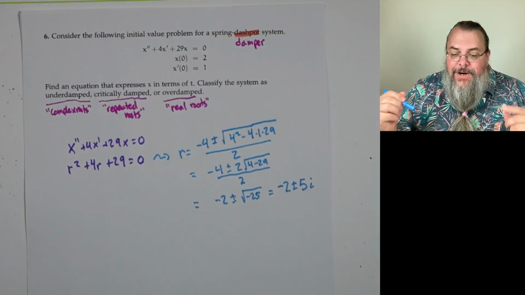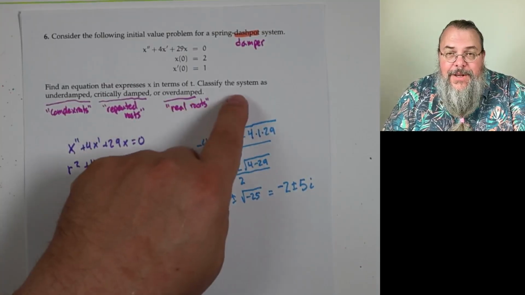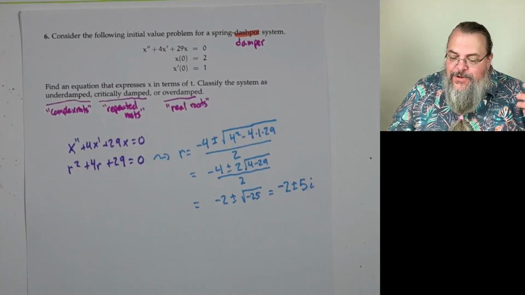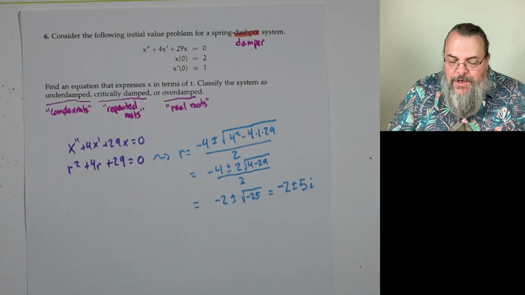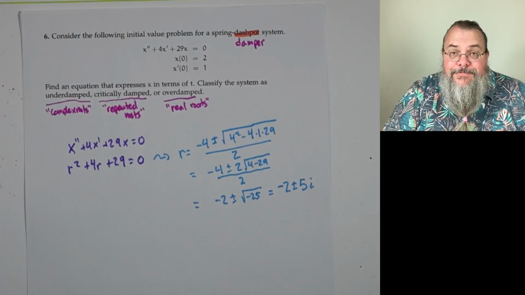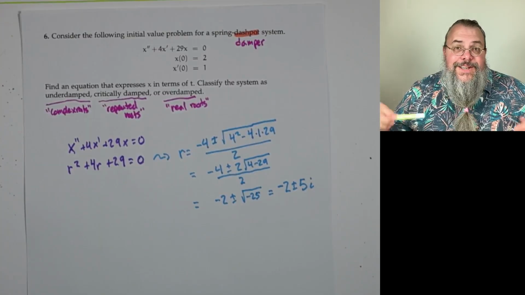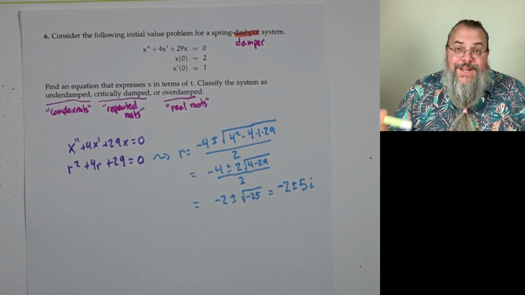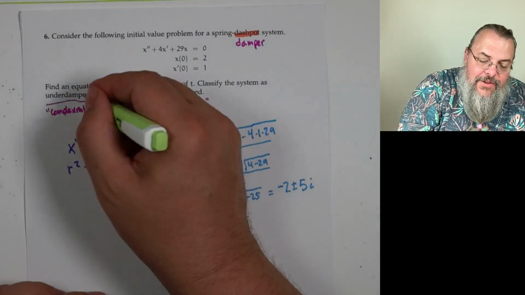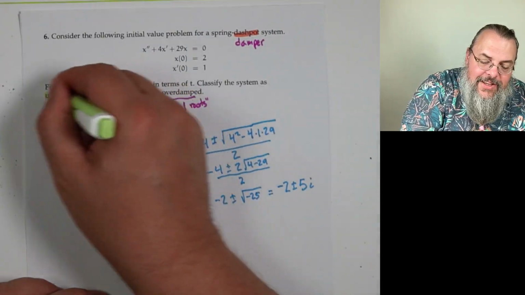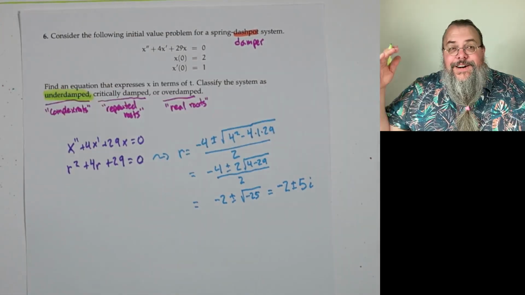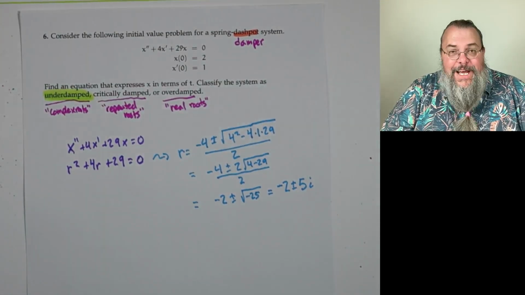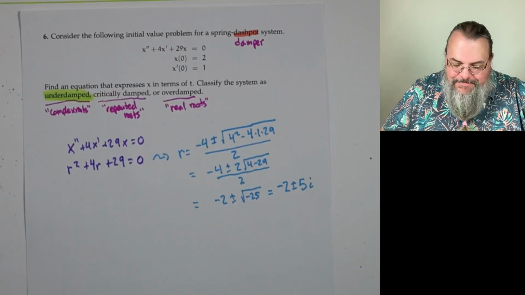So before we go on, let's finish the classifying. Classification comes from knowing your roots. Our roots are complex, so we still are spring-like. So we are underdamped. So underdamped, still spring-like.